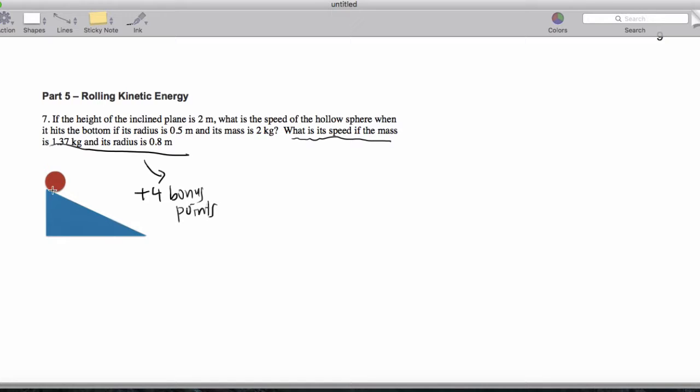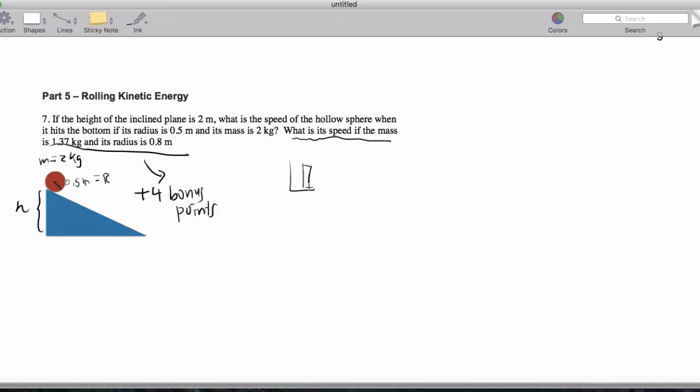So, the height is 2 meters. By the way, I'm going to solve this problem using the non-clever way of just putting in numbers everywhere I see them as soon as I can. So the height is 2 meters, the radius is 0.5 meters, and the mass is 2 kilograms. And let's get the speed at the bottom.